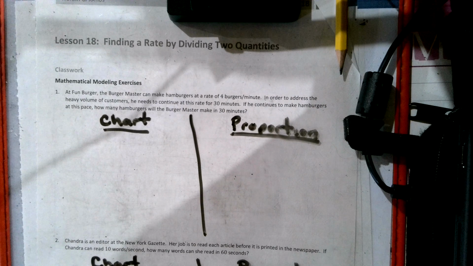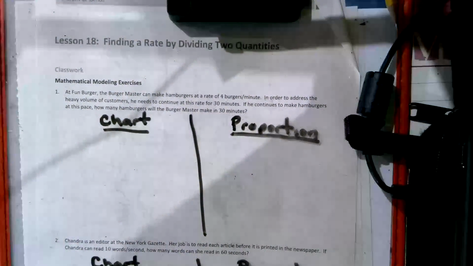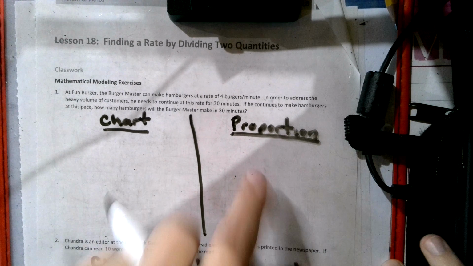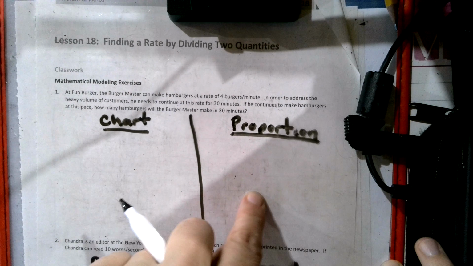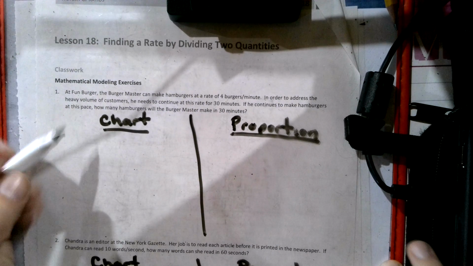All right, so this is lesson 18, finding a rate by dividing two quantities. I'm going to show you two methods here. I'm going to show you a chart and a version of a proportion. Not our typical cross multiplication, but we're going to look at it straight across style proportion.